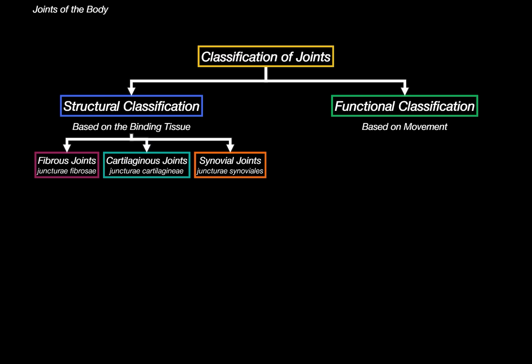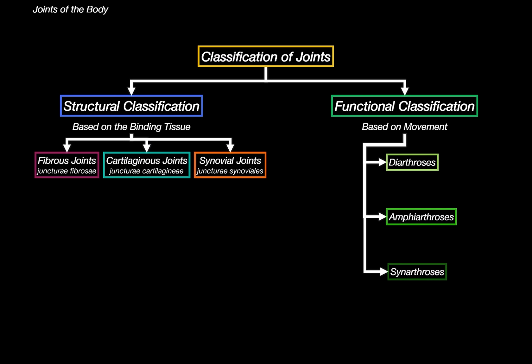Joints can also be classified functionally based on the type and degree of movement they allow. There is diarthrosis, amphiarthrosis, and synarthrosis. These words have a Greek origin, but diarthroses are freely movable joints, so all synovial joints are classified as diarthrosis. An example is the shoulder joint. Amphiarthrosis allows slight mobility. Most amphiarthroses are cartilaginous joints, and examples are the intervertebral discs between the vertebrae.